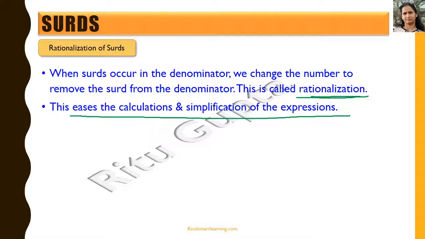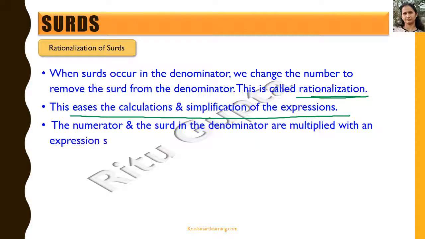When we have a surd in the denominator, and if we have two or more expressions, all of them may or may not have the same surd in the denominator, it is not going to be very easy to calculate and simplify it. So to ease that calculation, we do the rationalization of surds.